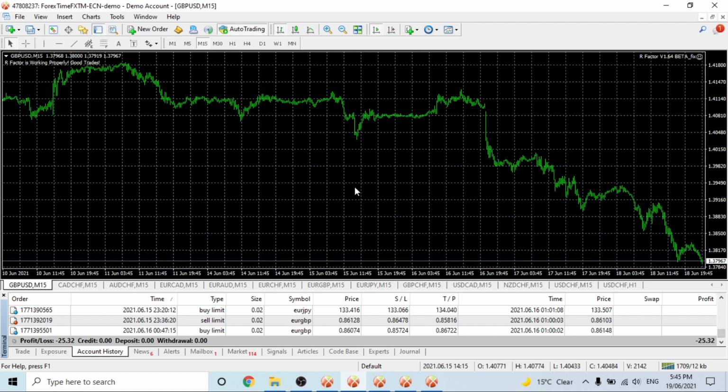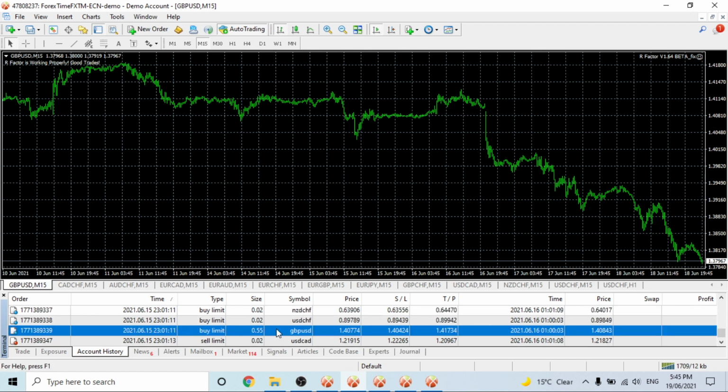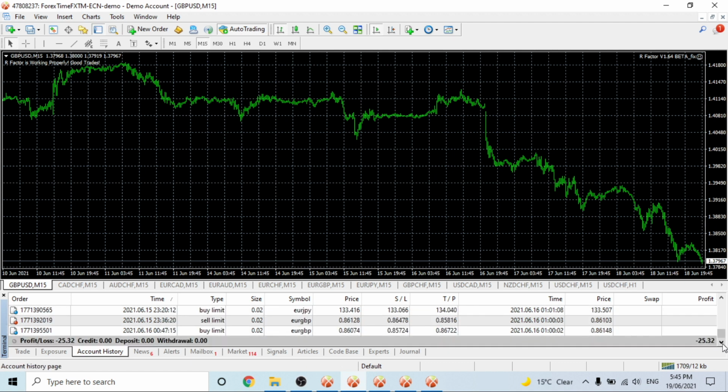Okay, the reason why Pound USD was doing really big lot sizes is because it is doing an aggressive strategy. That's why you'll see here that Pound USD has 0.55 lots, everything else is 0.02, and that's because it is trading aggressively, essentially.